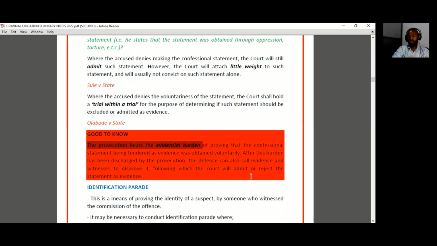A trial within a trial would be held by the court, but if the suspect simply denies making the statement, then the way the court would handle the situation is by still admitting the statement, but attaching very little weight to it.